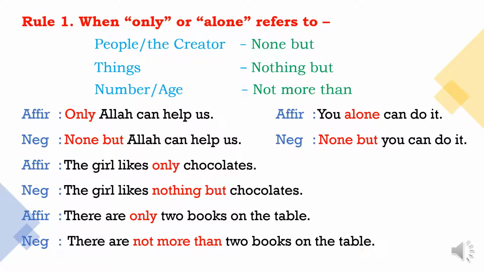So dear students, like the examples shown here, we have to use none but instead of only or alone when they refer to any people or the Creator, and we have to use nothing but instead of only or alone when it refers to any things or objects, and we have to use not more than instead of only or alone when it refers to any number or age.